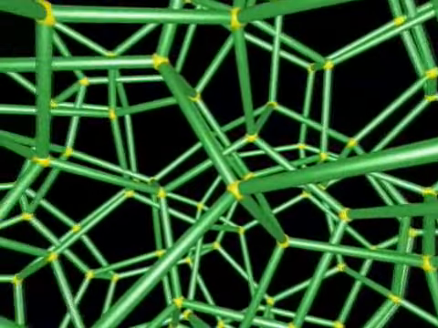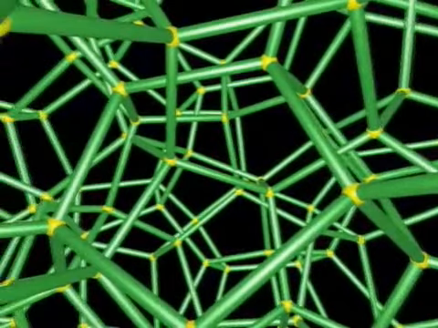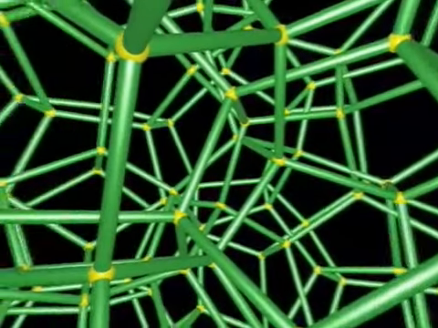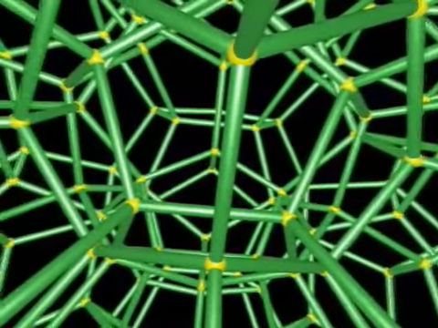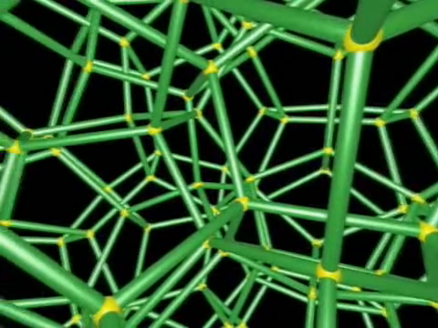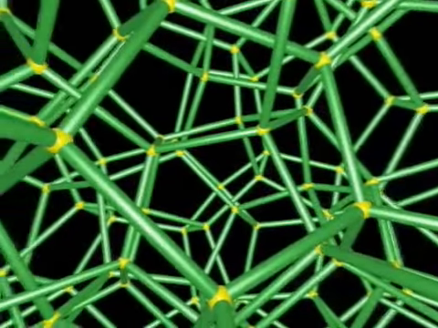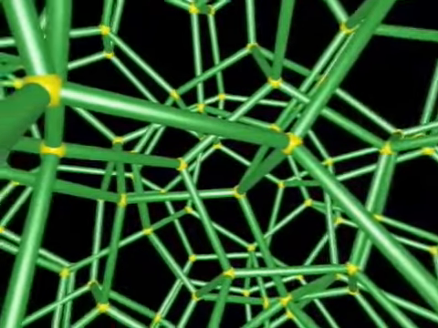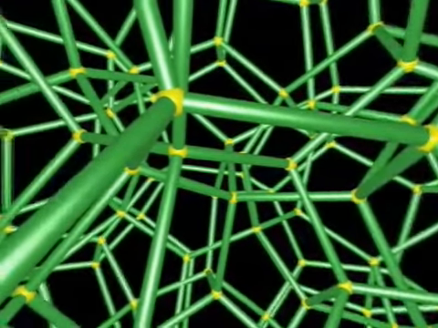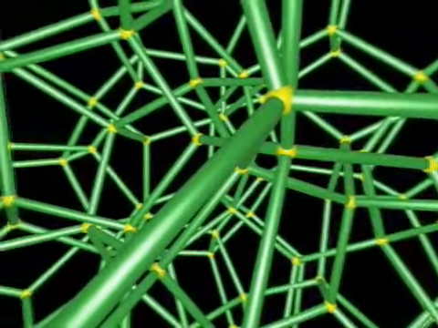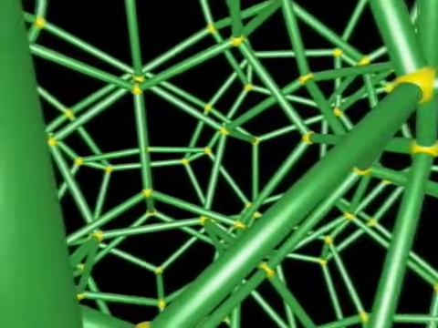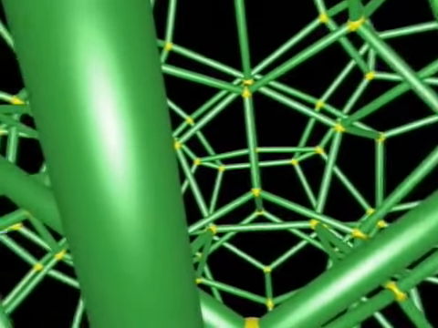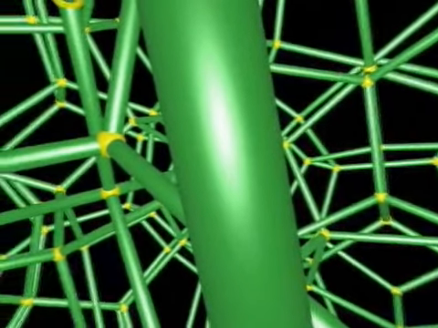600 vertices, 1,200 edges. 4 edges start at each vertex. A completely regular structure. All vertices, all edges play the same role. It's a pity that the projection breaks the symmetry.